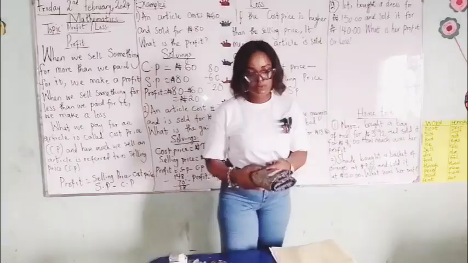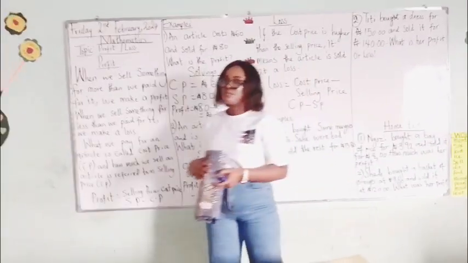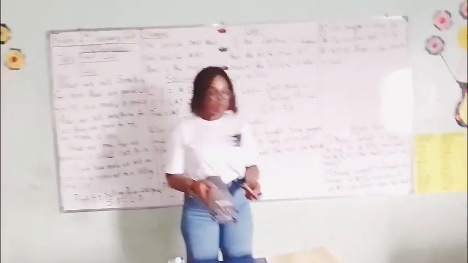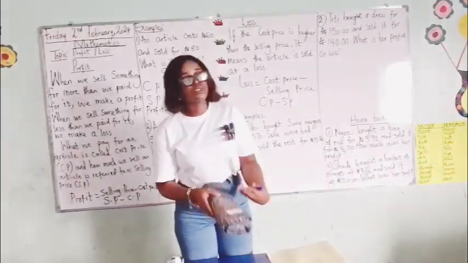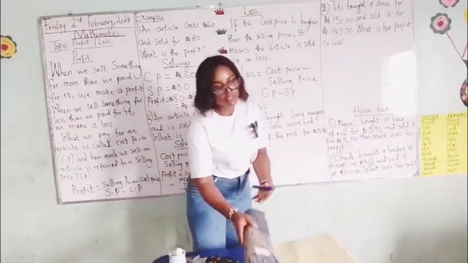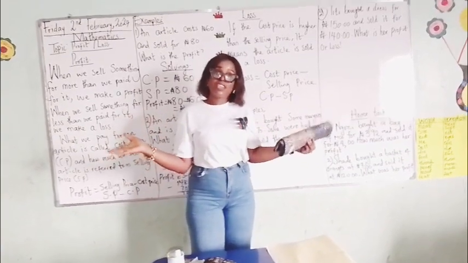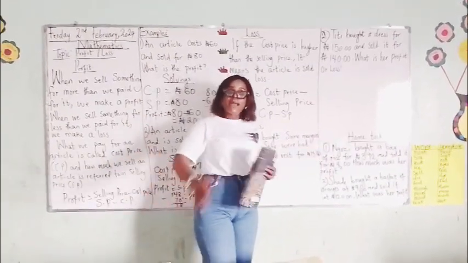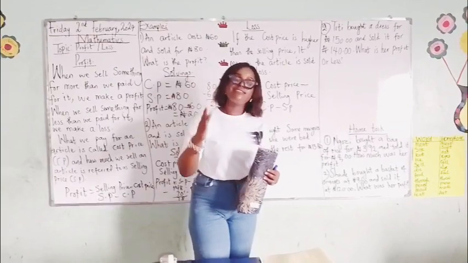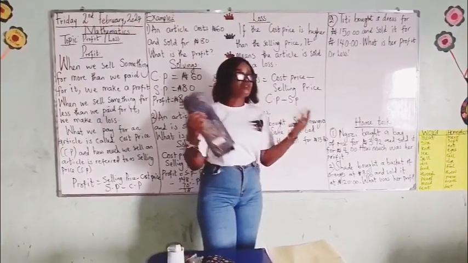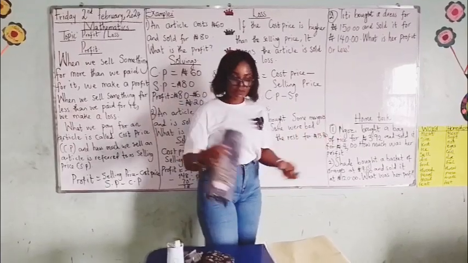The wrapper is not really, the face is not really as shiny as it ought to be. Okay, because of that, I'm going to reduce the price for you, and I sold the wrapper to the person for 400 naira. I just made a loss, because my selling price is lesser than my cost price, so that becomes a loss.